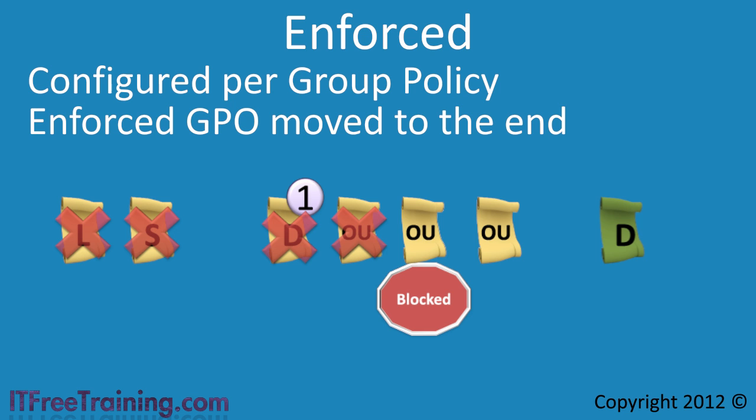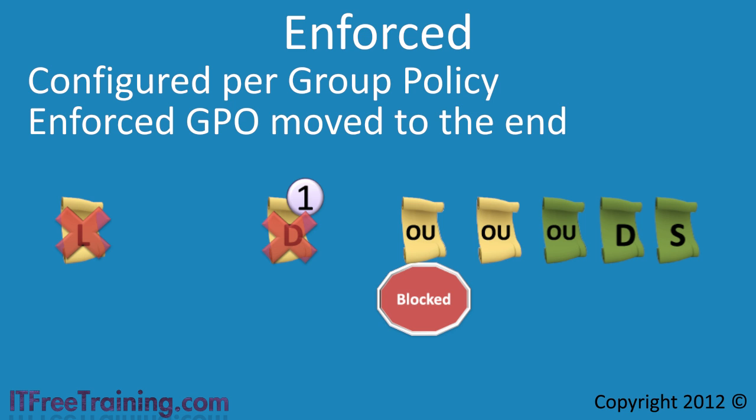You may be wondering what would happen if an OU was configured to enforce. Would this OU now override the settings configured by the enforced group policy at the domain level? The answer is no. Notice that if an OU is configured with enforce, once again this group policy will be moved to the end, but will be processed before the enforced domain group policy. This ensures that an enforced OU does not override a group policy enforced at the domain.